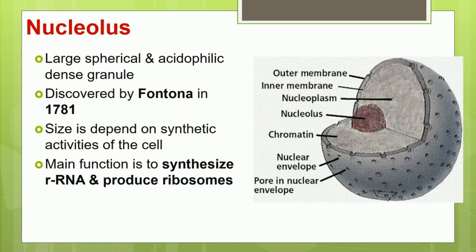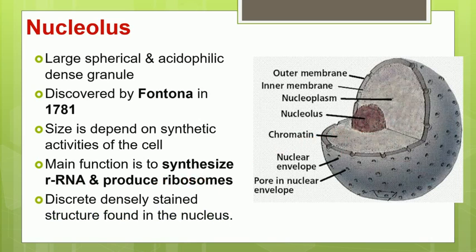What are the main functions of the nucleolus? Nucleolus basically functions to synthesize rRNA and also to synthesize the ribosomes. Okay, so two materials which are very important for the cell, that is rRNA and ribosomes, are synthesized in the nucleolus. Now this nucleolus is basically a densely stained structure found in the nucleus. So if you stain the nucleus, this will be very densely stained, that means a lot of stain will be absorbed by the nucleolus.